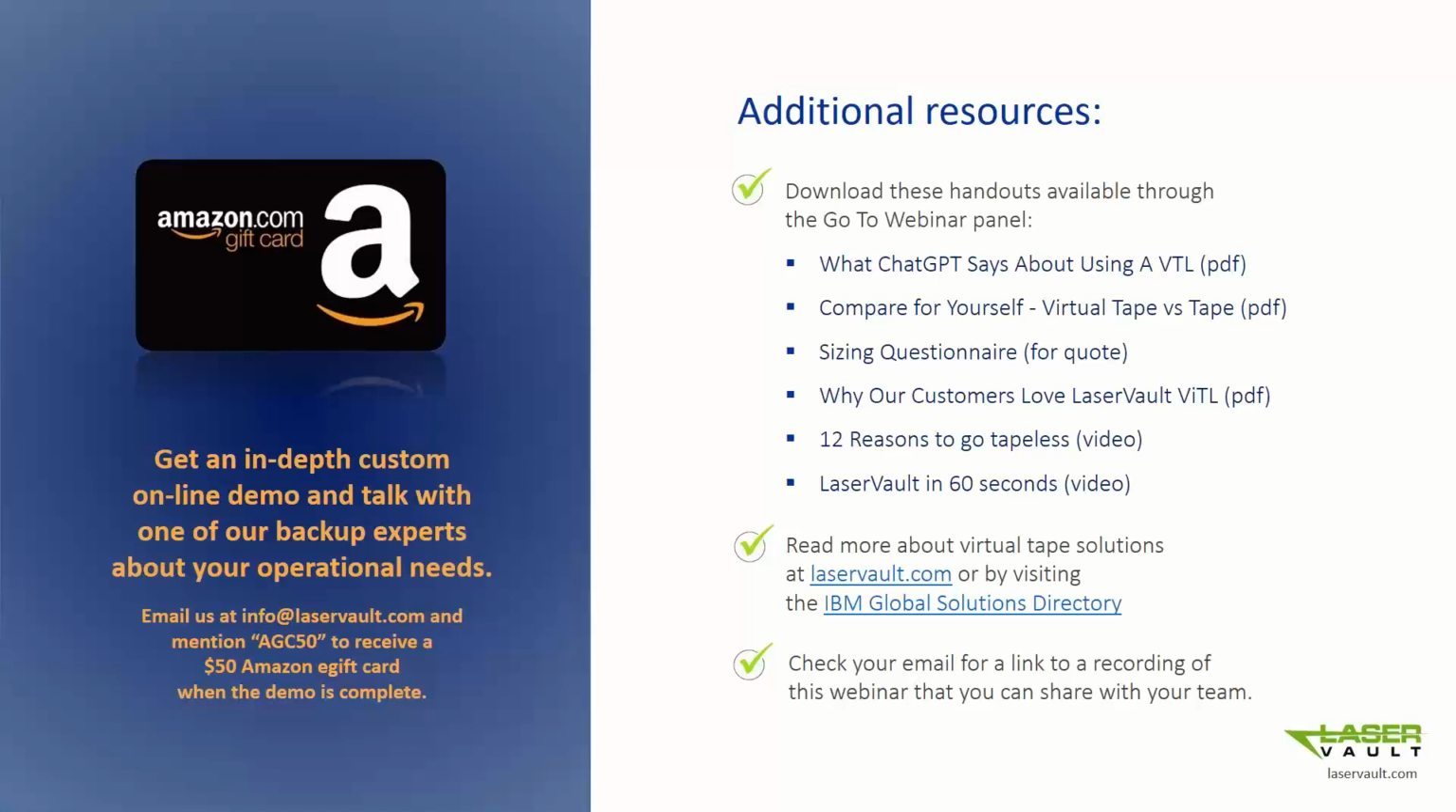Okay, so some of the other things you can get are 12 reasons to go tapeless, and the sizing questionnaire, that's good to have so that we can of course configure a system. And what the next step might be for you is to visit with us about your current IBM environment, what you're using currently for backups, how much data you're currently saving, and also get into more detail on how the solution would work for your particular IBM environment.